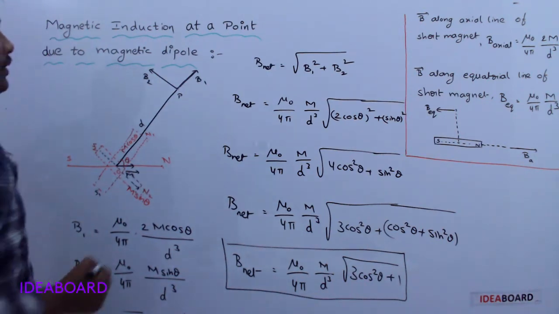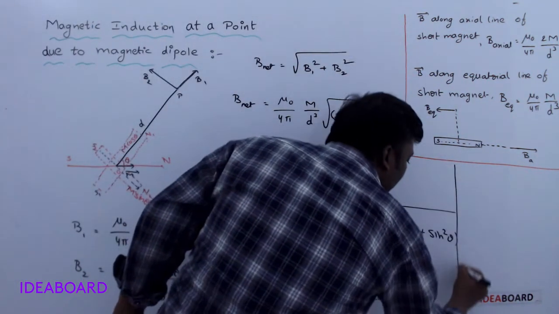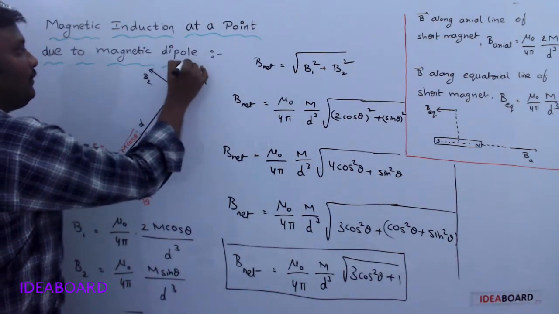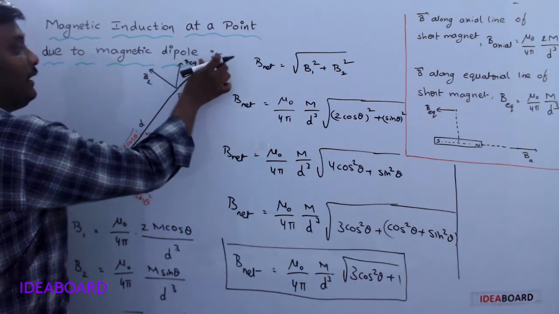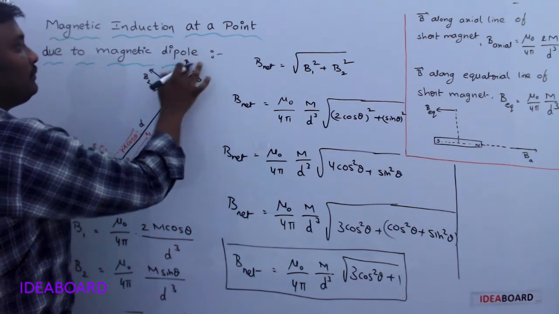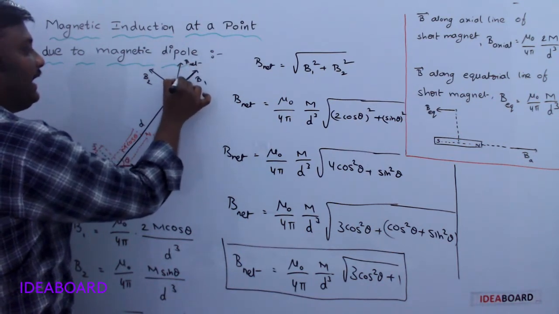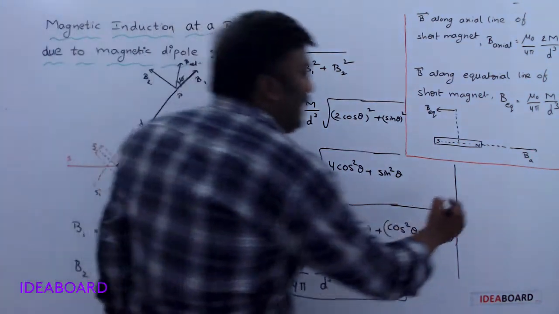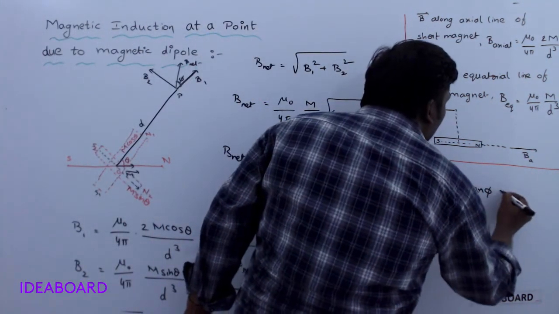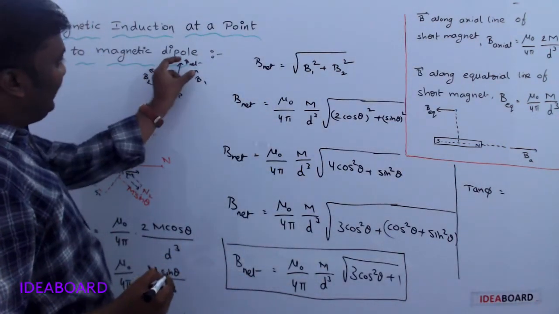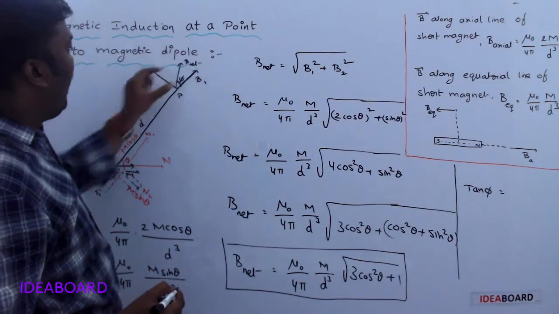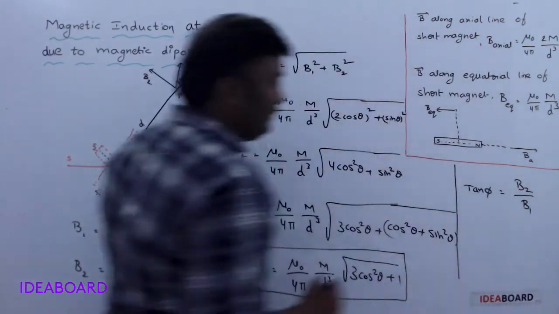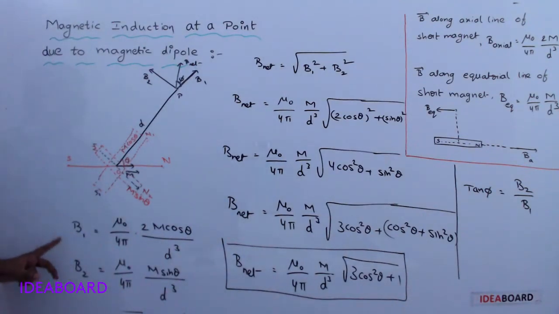Understand? Now I want the angle. If you want the angle, let us see. This is the direction of B, the final net value, and it makes an angle phi. So what is the formula for tan phi? From this diagram, tan means opposite by adjacent. Opposite is B2, adjacent is B1. B2 value I know, B1 value I know.